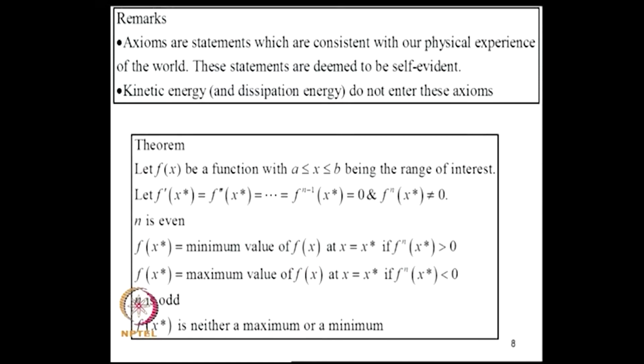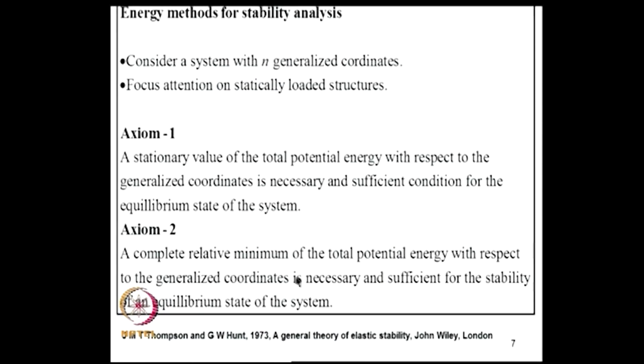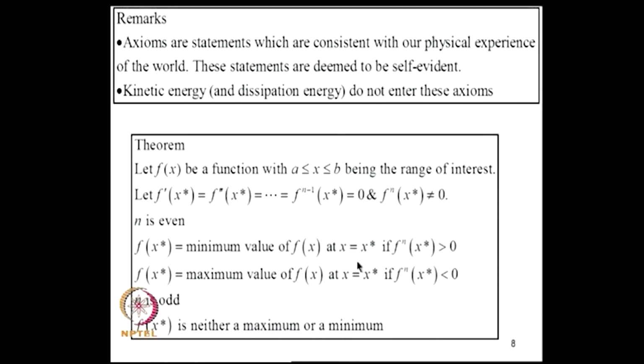Now, in the statement of these axioms, there are issues like stationary value, relative minimum, etc. So, we will quickly see a few results from optimization. So, let f of x be a function where x lies between a and b, and let f prime of x star, f double prime of x star, up to f superscript n minus 1 of x star be 0, and f superscript n of x star is not 0, where superscript n means I am considering the nth order derivative.